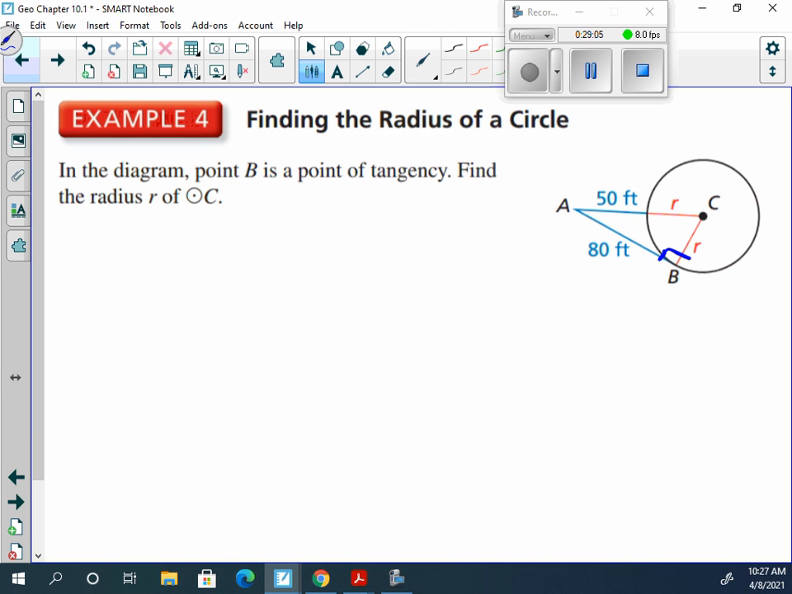Well, if that's the case, do I have a right triangle? Well, yes, because I do have a right angle and three sides. So that means a squared plus b squared would equal c squared. What are our side lengths of A and B?